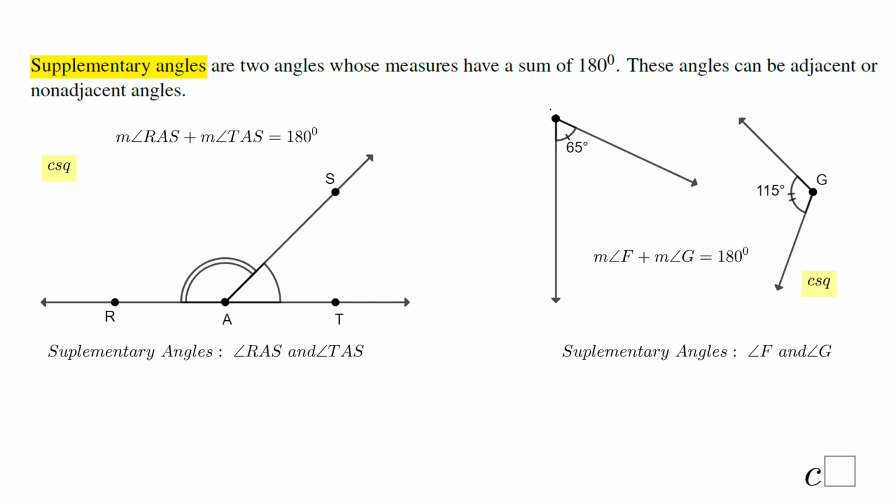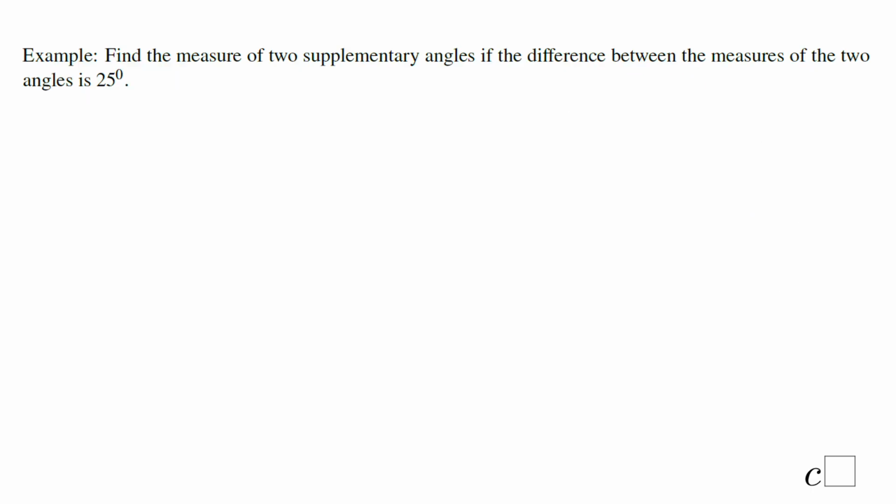Very similar, supplementary, the sum is 180. They can be adjacent, like in this case here, these two angles are adjacent and they form a line, so we also call them a linear pair. And they can be non-adjacent. You notice here 65, 115. These two angles, if we add them, we get 180. These angles we call supplementary angles. Now let's take a look at a problem.